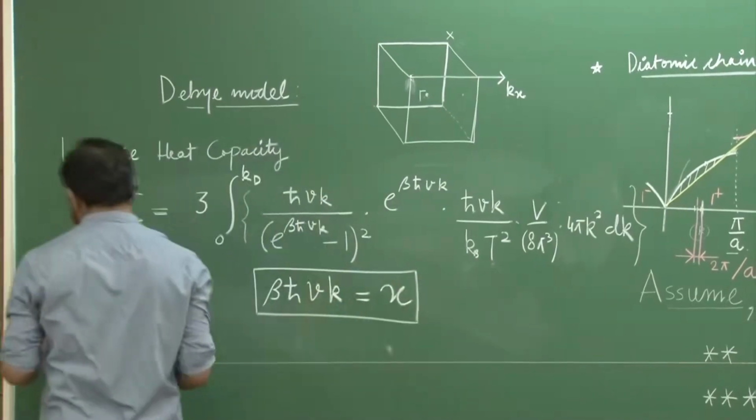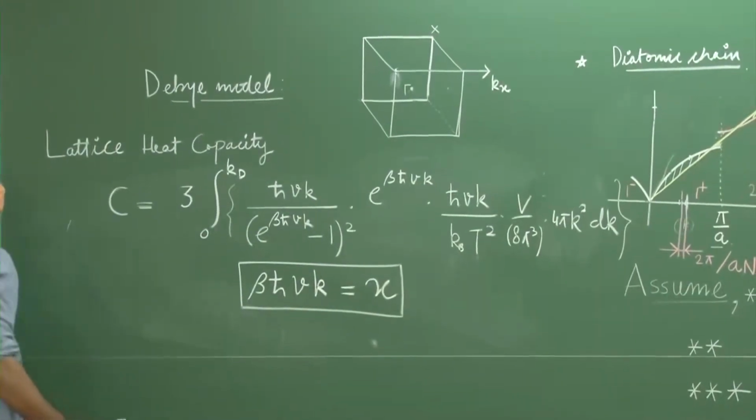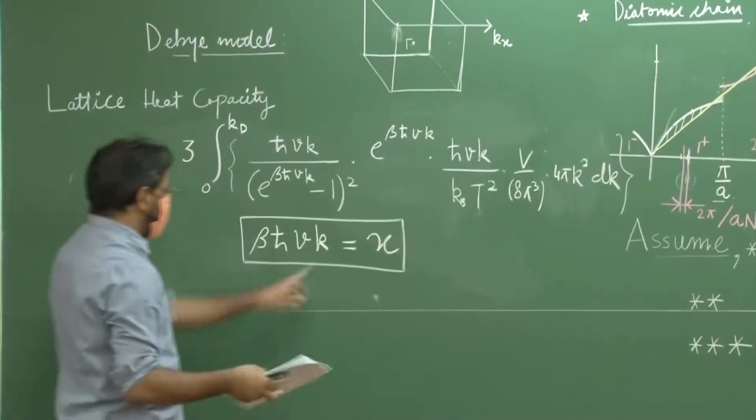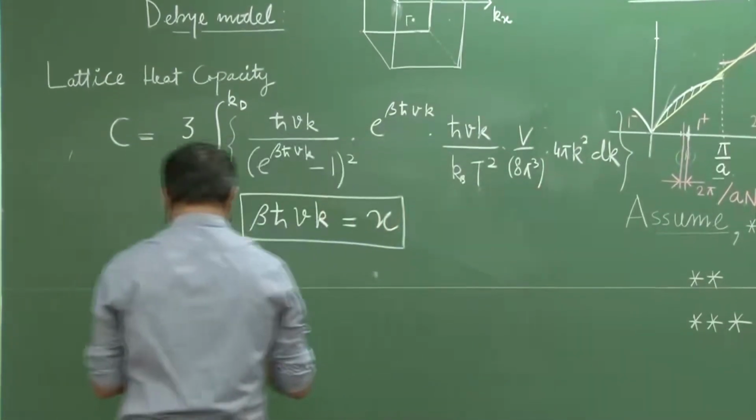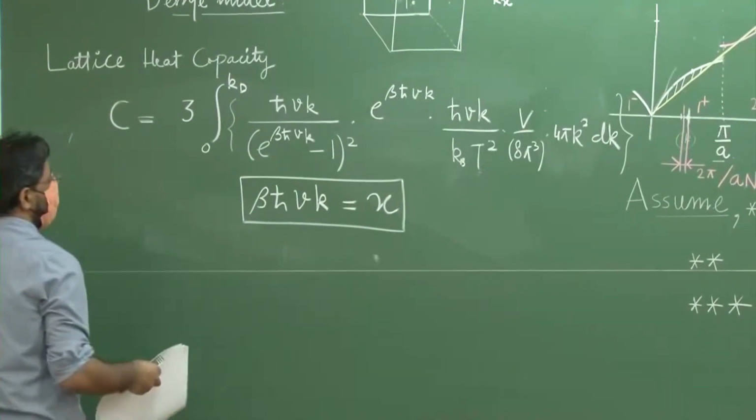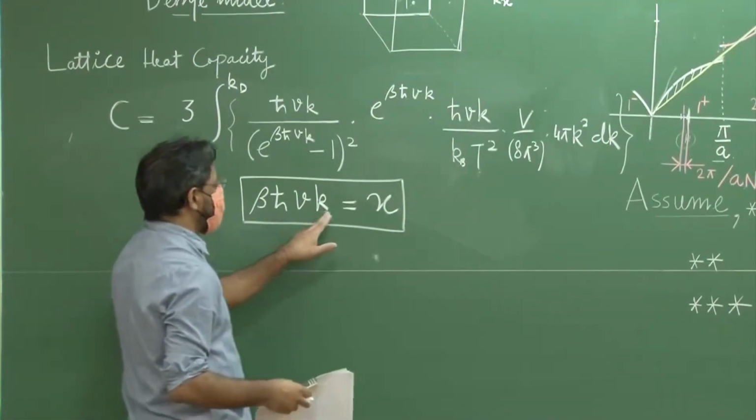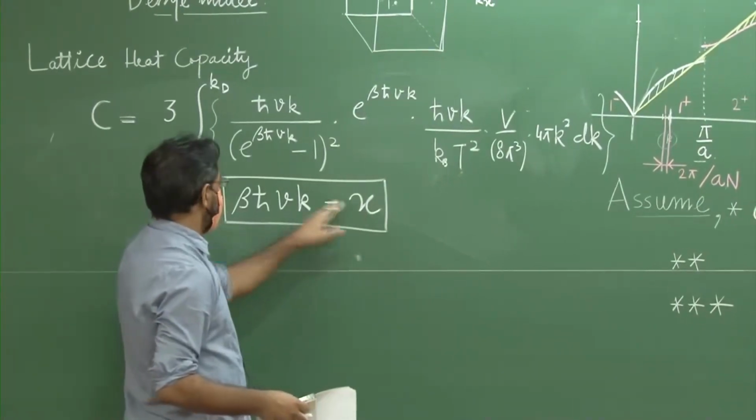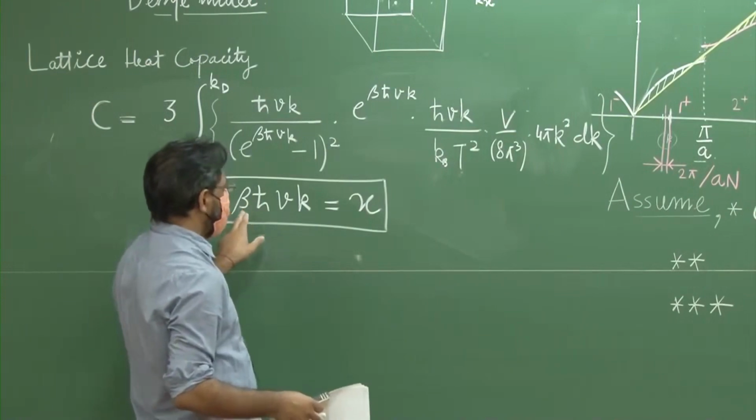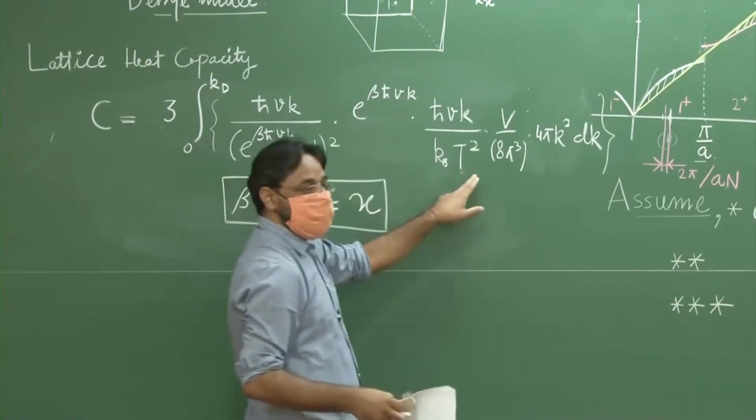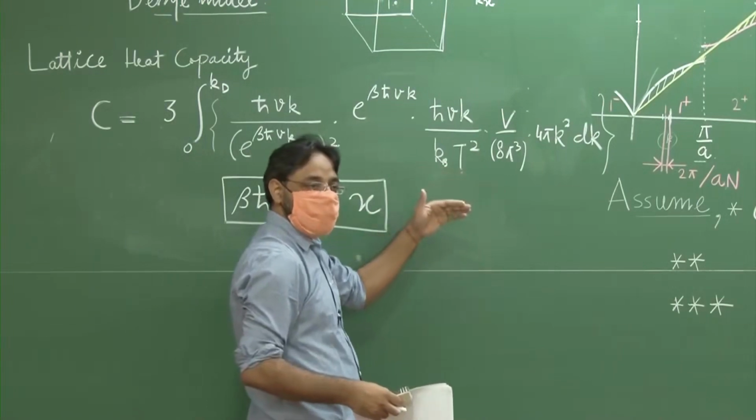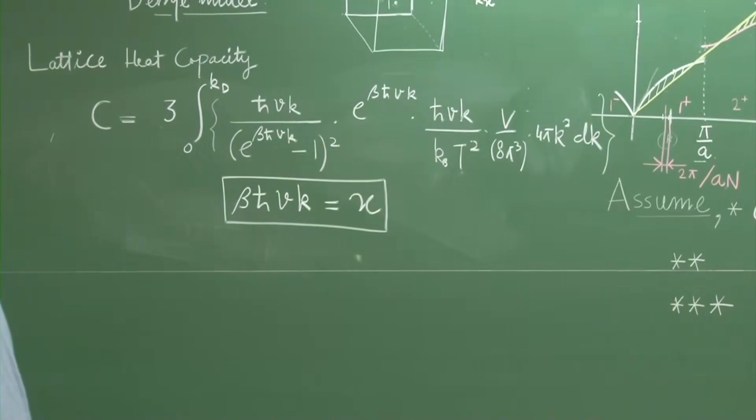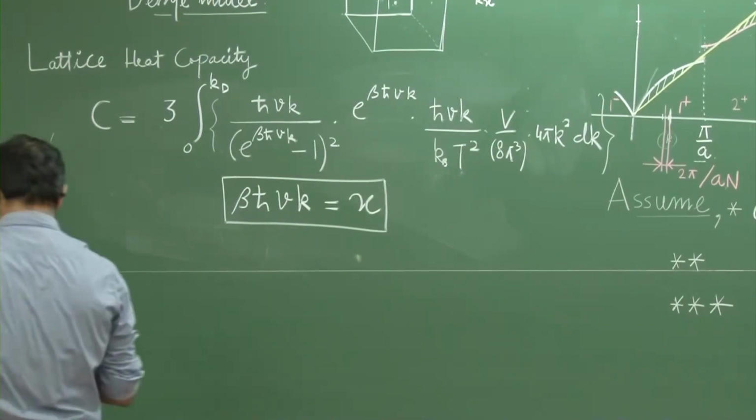So if you make those changes, which is just a matter of simplifying it further and writing dk in terms of dx, and writing T in terms of x, so that you have only one variable, which is x. So if you do so, the final form will look like this.